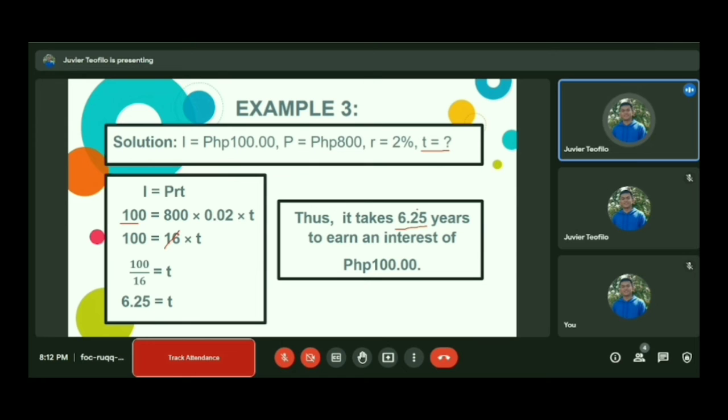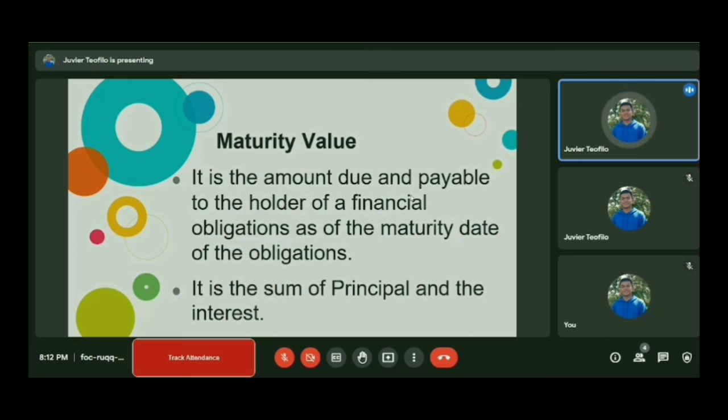Okay, class, are there any questions or clarifications on the 3 examples in our simple interest? Okay, if there's none, let's proceed. So let's have the maturity value. It is the amount due and payable to the holder of a financial obligation as of the maturity date of the obligation. Okay, take note of this. It is just the sum of the principal and the interest.